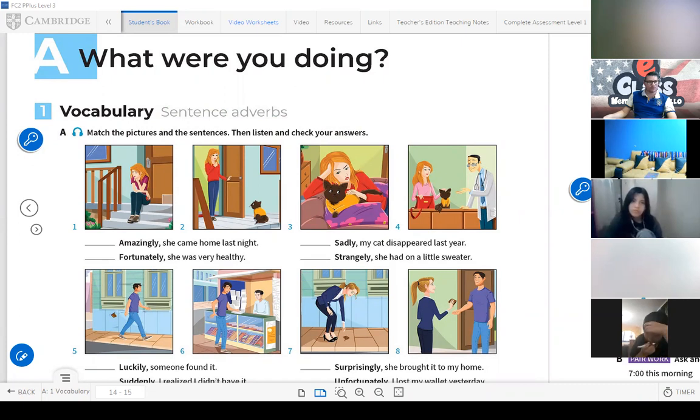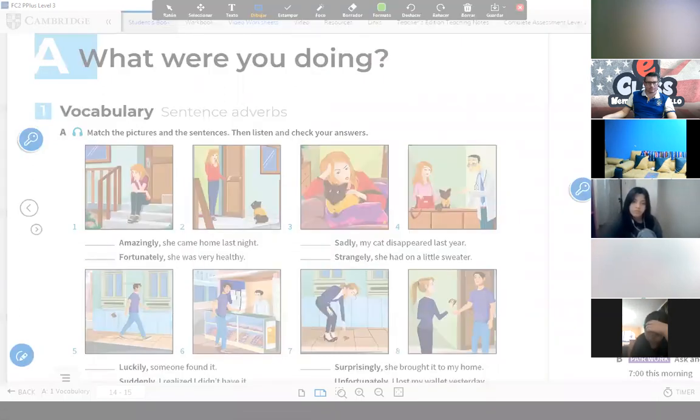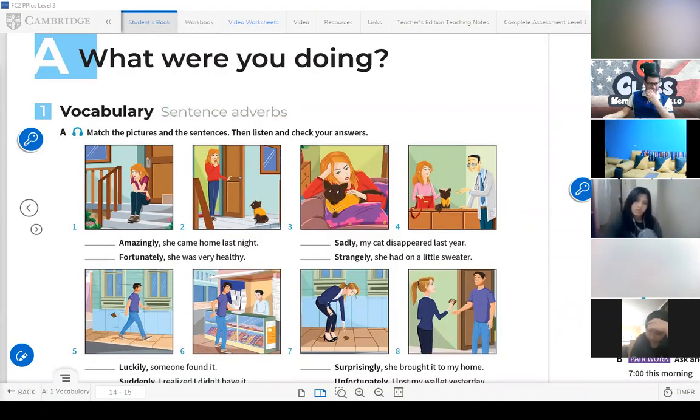Chicos, todavía seguimos con lo mismo, chicos. Estoy viendo alumnos que están con las webcams apagadas. Última llamada de atención, I'm sorry. Yeah. I'm sorry, but I have to.